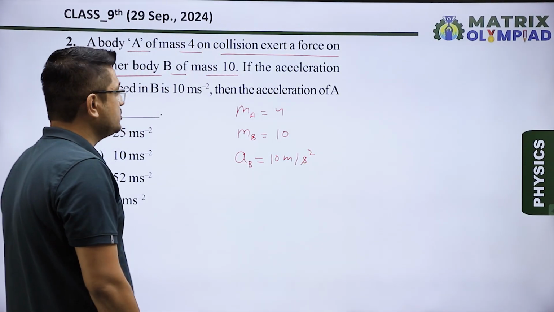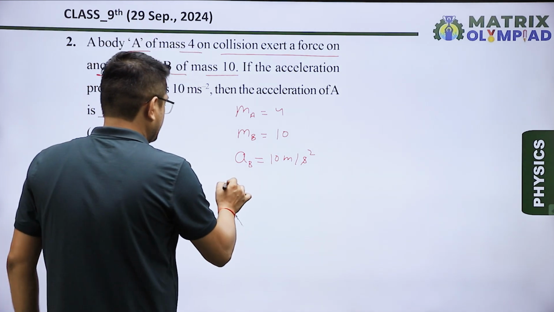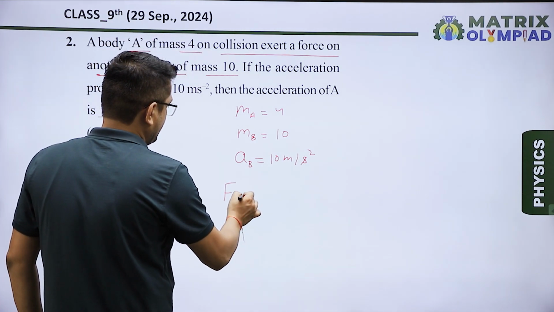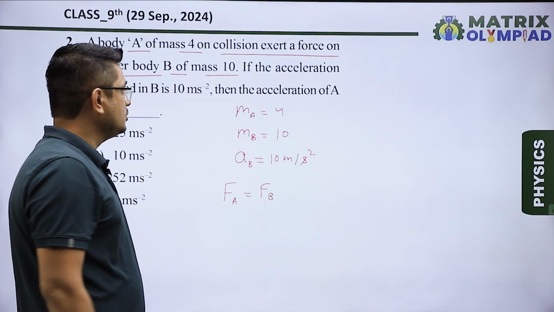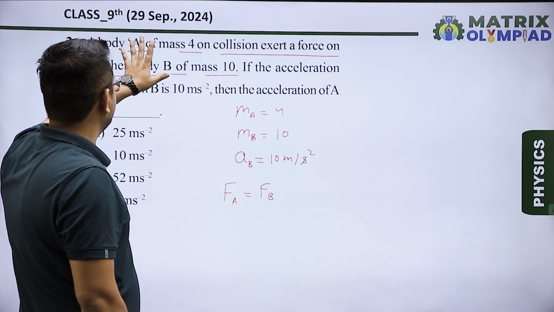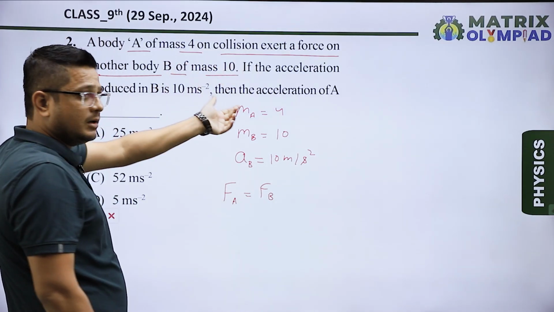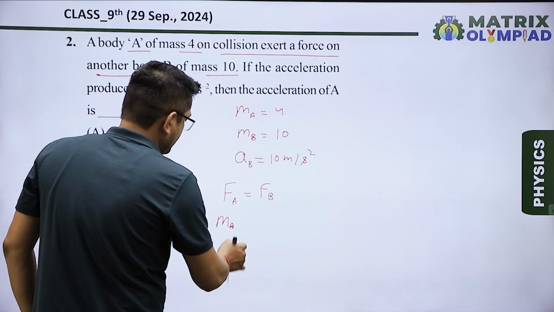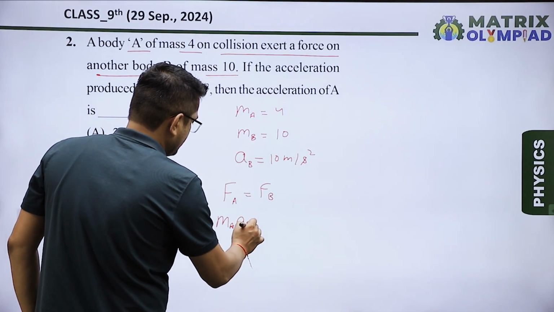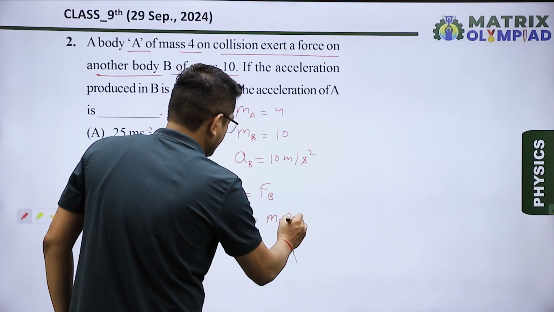By using the third law of motion, each action has an equal and opposite reaction. I can write in magnitude FA is equal to FB. Direction will be opposite. The force exerted by A will be acting as action and B will exert a reaction. So MA into AA is equal to MB multiplied by AB.